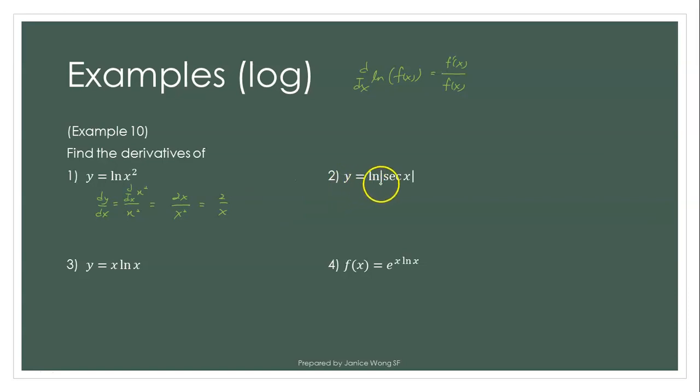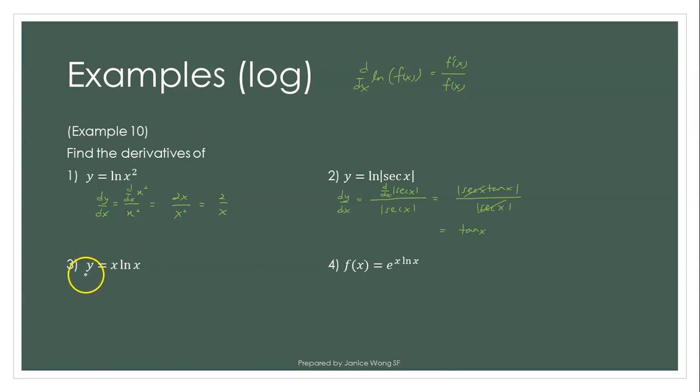Number 2, y equals ln secant x. The derivative for this function: ln carries secant x, so we write secant x as the denominator. For the top part, we need to differentiate secant x. Differentiating secant x, we get secant x tangent x over secant x. Further simplifying, we have tangent x as the final answer.